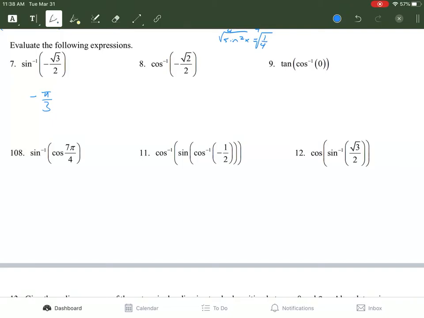Okay, you might be thinking, oh no, is it 5 pi over 3? But it's not, because you had to go backwards. All right, the next one, you got negative root 2 over 2. For cosine, you can only use the top half of the unit circle, so this one's going to be 3 pi over 4.